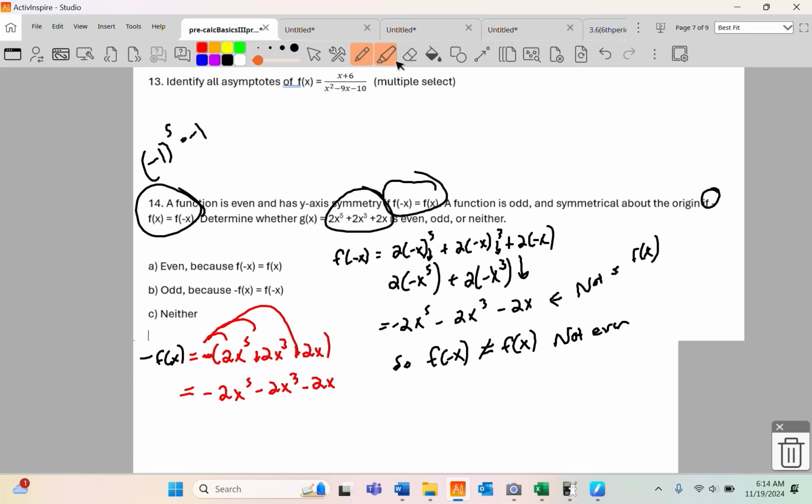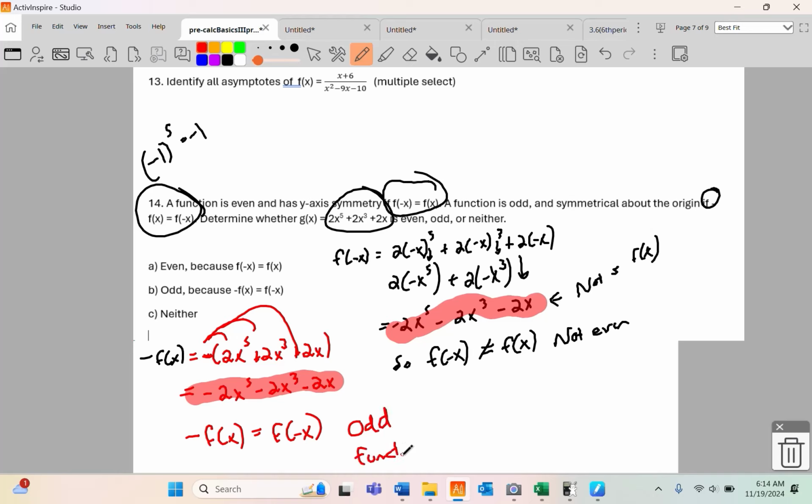So compare and contrast between these two things. What my piece of paper is showing me is that negative f of x is in fact equal to f of negative x. So this is the definition of odd. We have an odd function. And it is kind of odd. It's kind of odd because you have symmetry with the origin. It's just kind of weird.